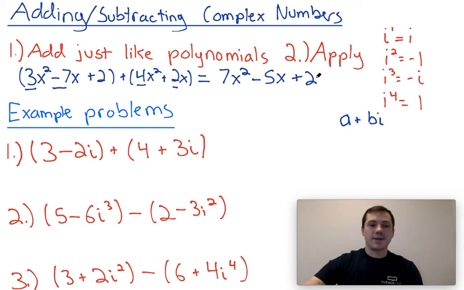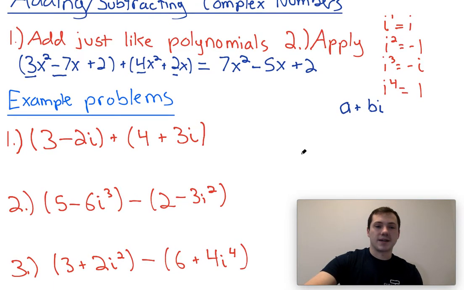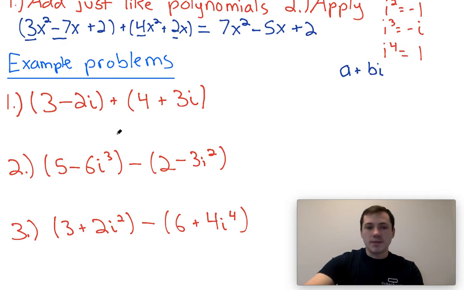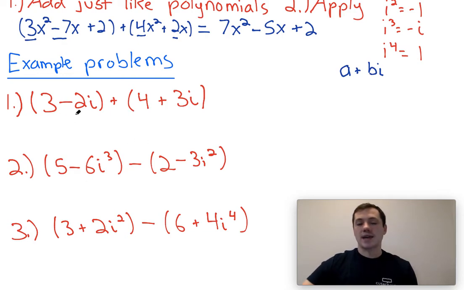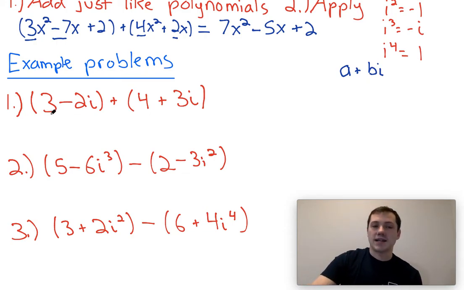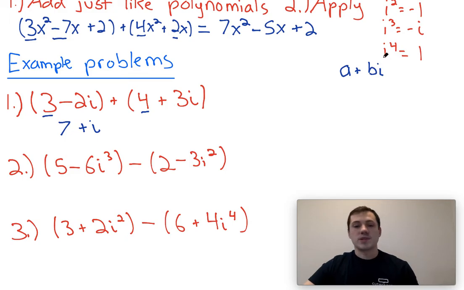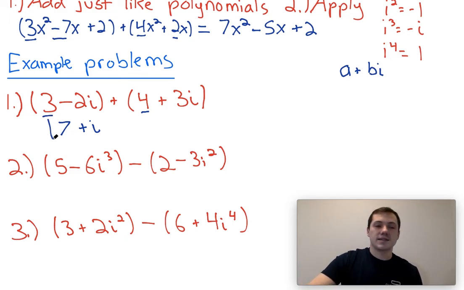So let's go ahead and take a look at some example problems down here. For example problem number 1, I have 3 minus 2i plus 4 plus 3i. Now, just like polynomials, we're going to add the constant terms together. So the 3 and the 4 are going to come together and add to 7. Next, I'm going to add the coefficients on the i term together. In this case, -2i plus 3i is going to lead me to plus 1i.